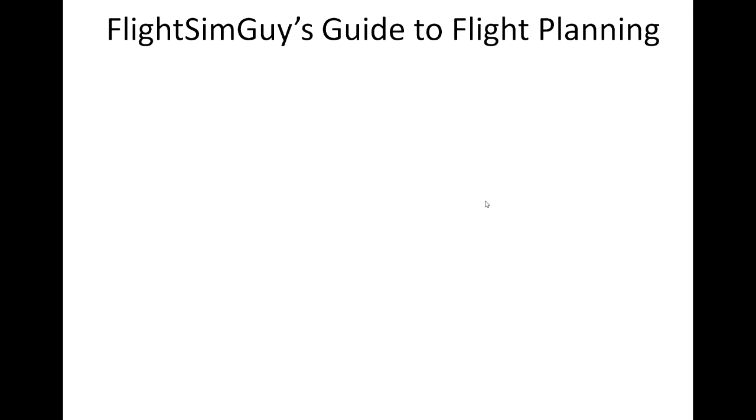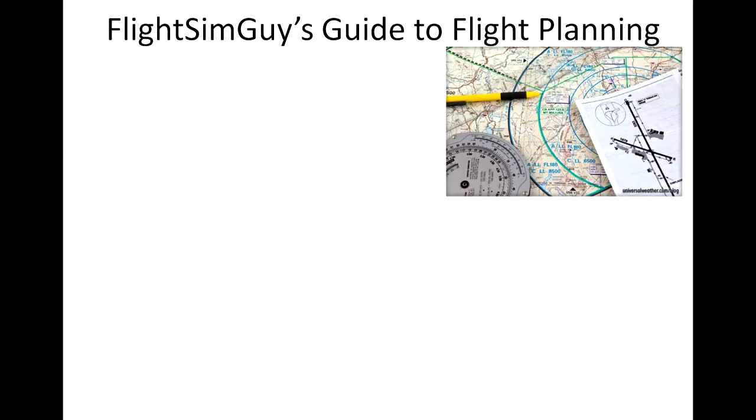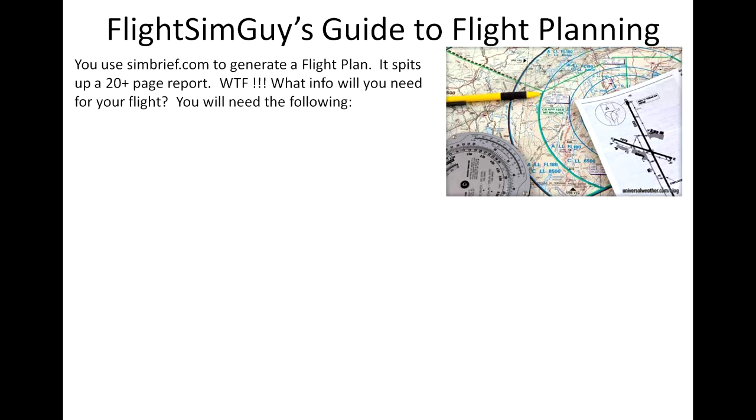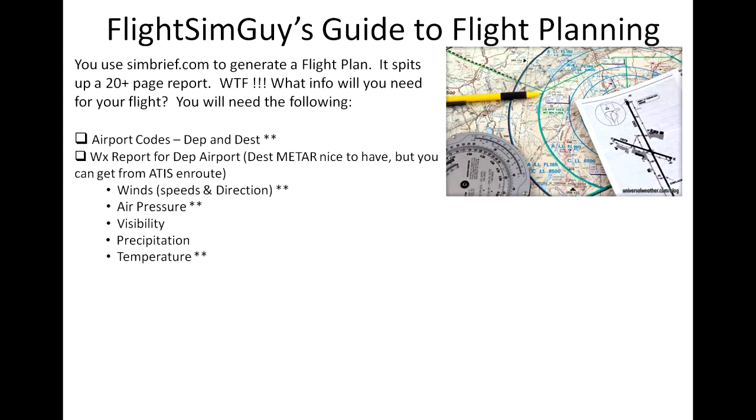Alright, here's FlightSimGuy's guide to flight planning. Now, this is my guide. I'm pretty sure it's not how it's done in the real world, and I'm pretty sure other simulators have other ways of doing it, but this is how I do it and it works for me. So when I run everything through SimBrief and I get my report, what's the information you're going to need? Obviously the airport codes for departure and destination. The asterisks here, you're going to need if you plan to use an FMS.